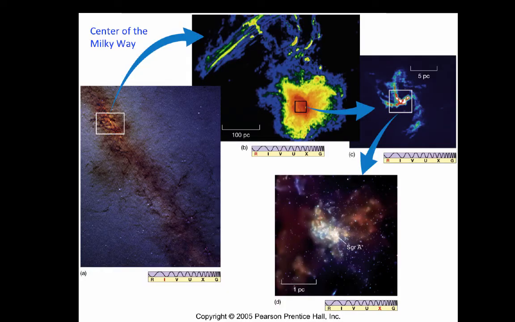Finally, let's take a quick look at the center of the Milky Way. If you take a very long exposure photograph of the Milky Way in the night sky and zoom in on the direction of Sagittarius, then what you see is a patch of sky that is very bright in X-rays. And if you zoom in on the brightest spot, you find a region of space that we call Sagittarius A star. This is a region of space that releases a huge amount of X-ray radiation, and it appears to be located at the very center of our galaxy.